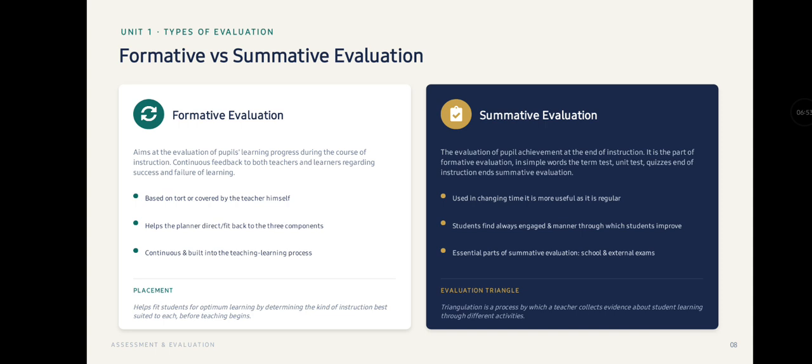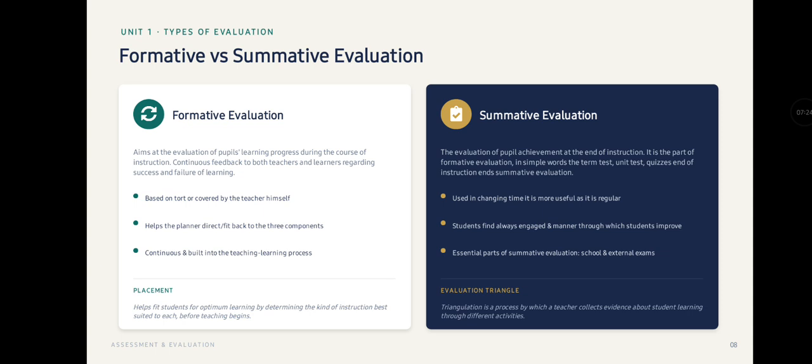What is summative evaluation? The evaluation of the pupil's achievement at the end of instruction. It is the part of evaluation. In simple words, the term test, unit test, quizzes, end of instruction are summative evaluation. It is more useful as it is regular. Students always stay engaged, and it is a manner through which students improve. Essential parts of the summative evaluation are school and external exams.